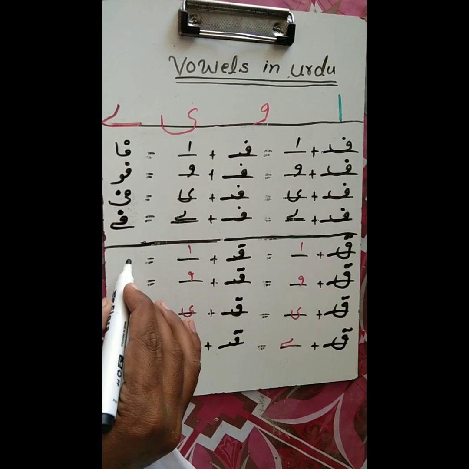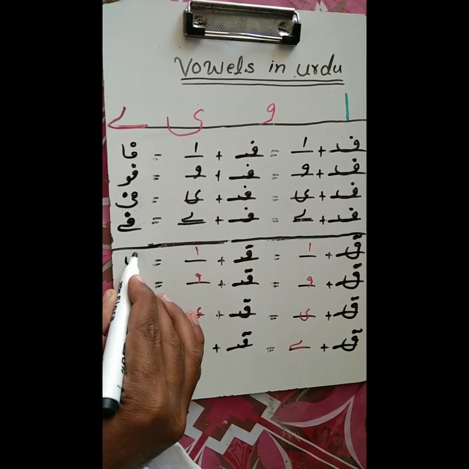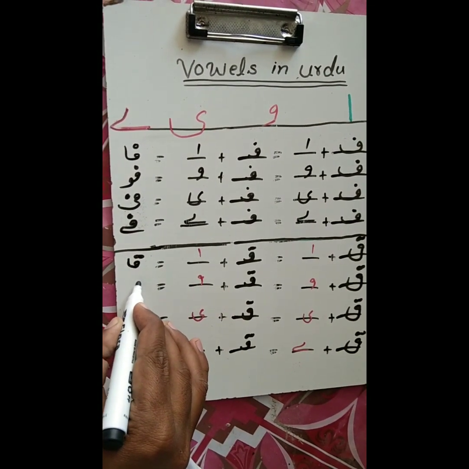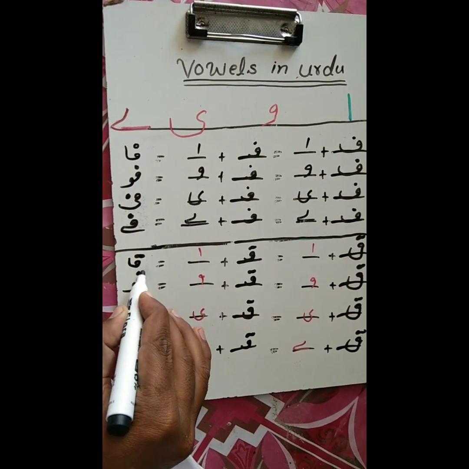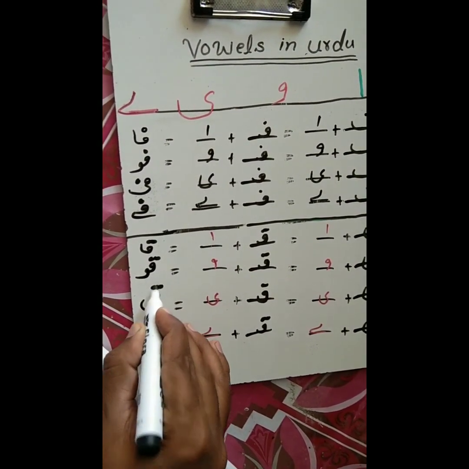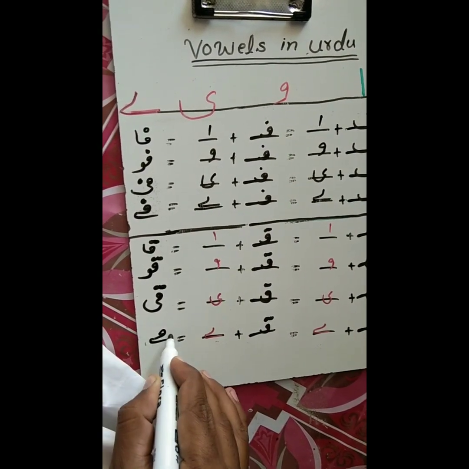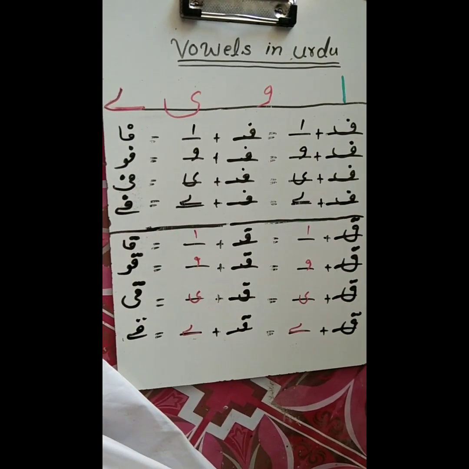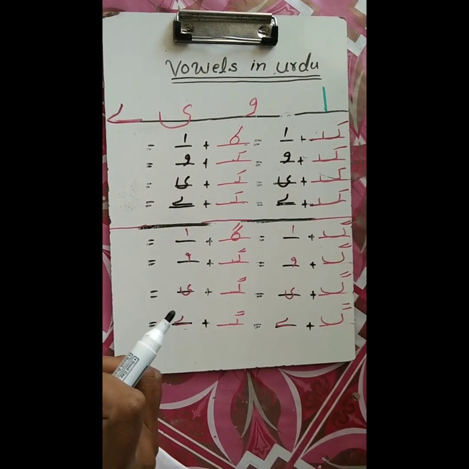Next word is kaf. When we combine with alif, we get kaf alif, ka. With wa, we get kaf wa, ko. With choti a, kaf choti a, ki. With badi a, kaf badi a, ke. I hope you are understanding.